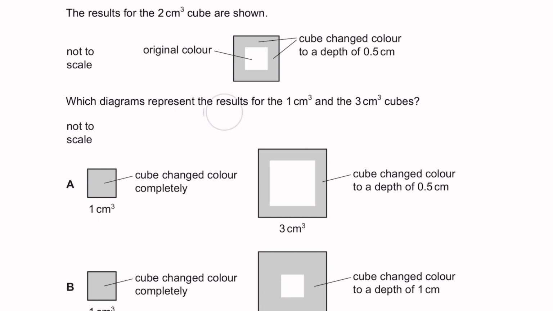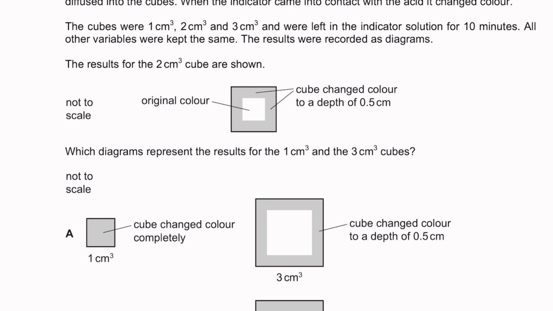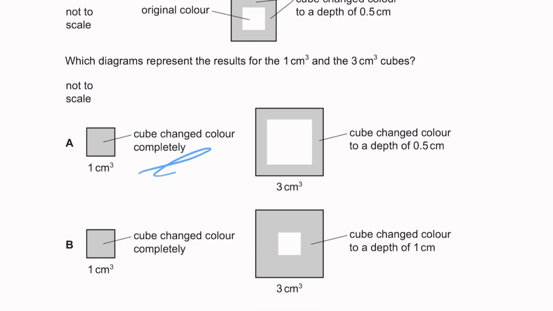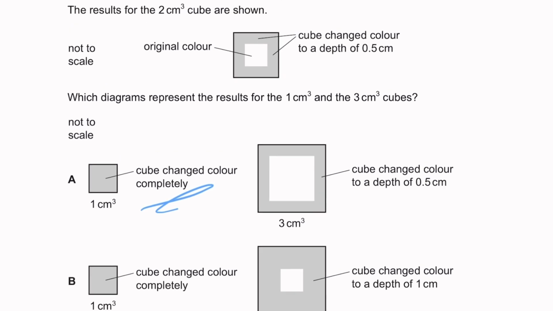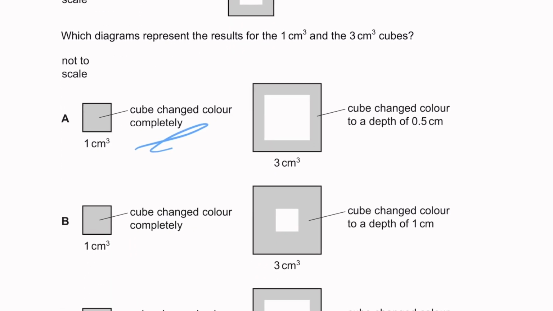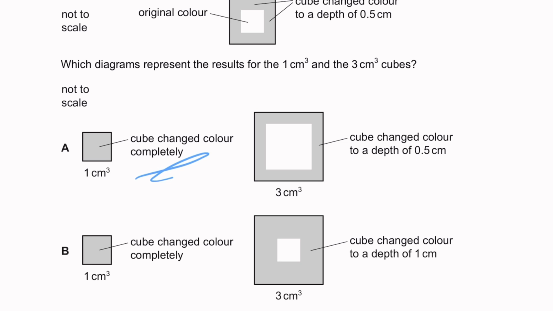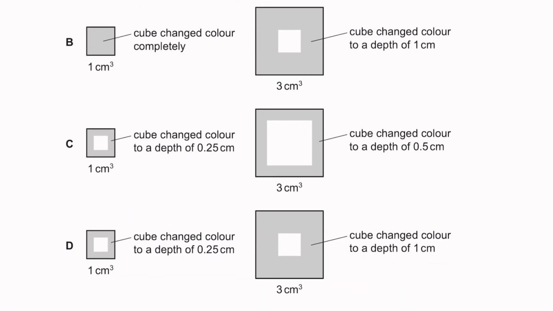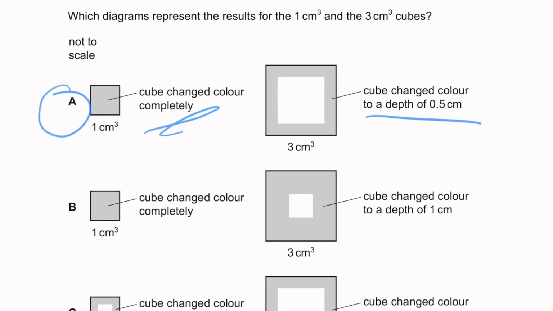Okay, which diagram presents the results for 1 centimeter cubed, 3 centimeters cubed, and so on? Basically, 1 centimeter cubed is going to have the greatest surface area to volume ratio, and this is something you can easily determine. The smaller the object, the greater the surface area to volume ratio. So this one is going to have changed its color completely, because they're all left for 10 minutes. However, the larger one is not going to change color to a depth of 0.5 centimeters. Let's look at the other options. I would assume it's this option, that's right.